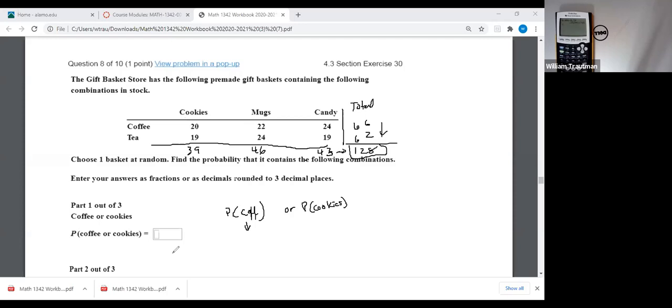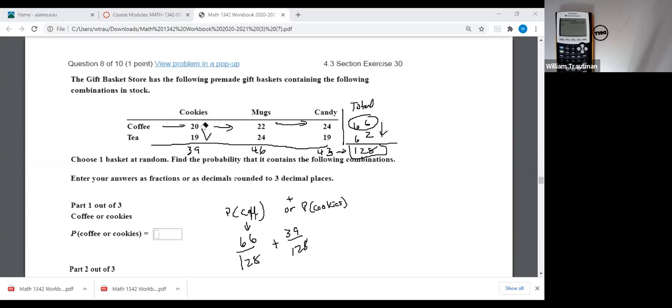You see, the probability of coffee or cookies is the probability of coffee plus the probability of cookie. So I just want to know the probability of coffee. There's 66 total coffees. If I go all the way across, there are 66 coffees, so 66 out of 128. Cookies, I go down this way, there are 39 out of 128 cookies.